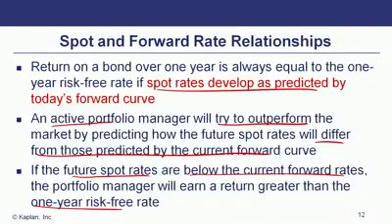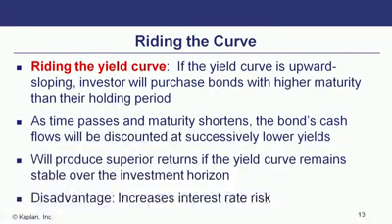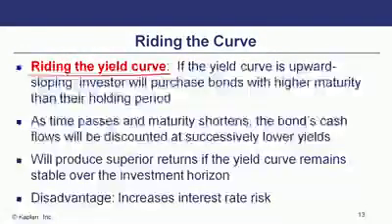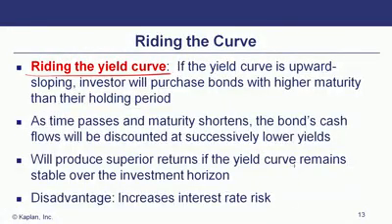Now, if that doesn't make sense, let's think about what we're saying here. So this is a procedure called riding the yield curve. So riding the yield curve says, look, let's simply buy bonds longer than our holding period, and then we'll sell them when our holding period is over. Why is that important? Well, let's suppose that we have a 5-year holding period. Let's assume that we have a 3-year holding period.